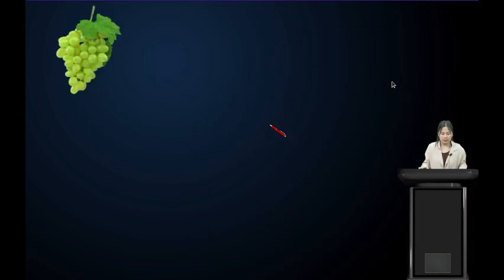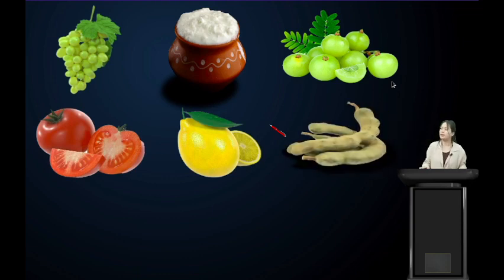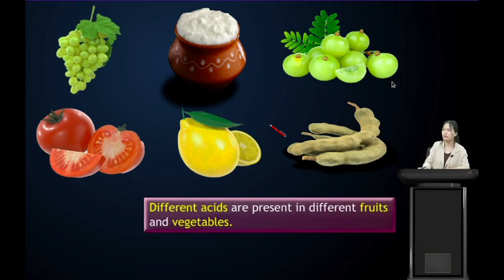Now we have seen that some fruits, like grapes, yogurt, gooseberry, tomato, lemon, and tamarind or imli, all have a sour taste. It is because they contain acids. Different acids are present in different fruits and vegetables. So this is one way to check whether a substance contains acid or base. If the taste is sour, then it contains acid. If it is bitter in taste, that means it contains bases. So these grapes, gooseberry, tomato, or lemon contain different acids, and that is why they are sour in taste.